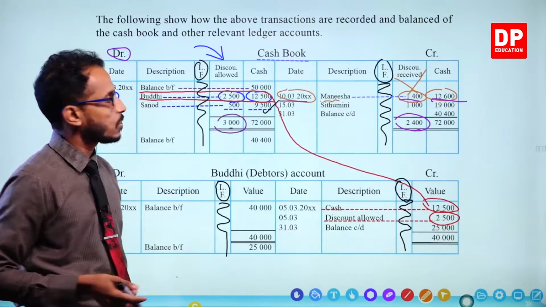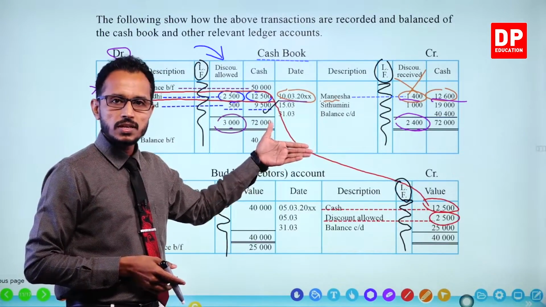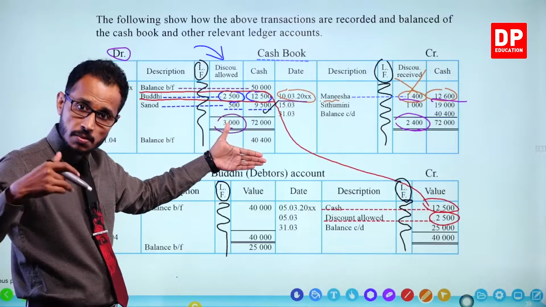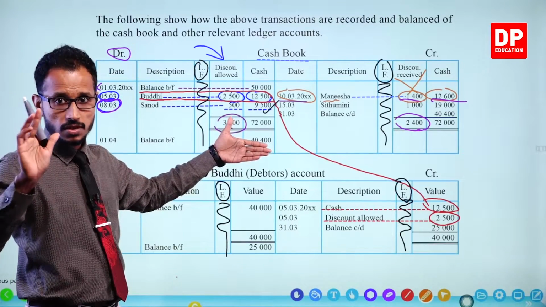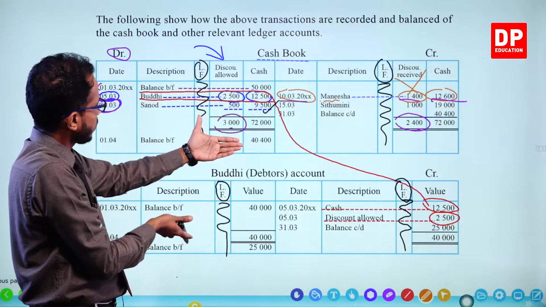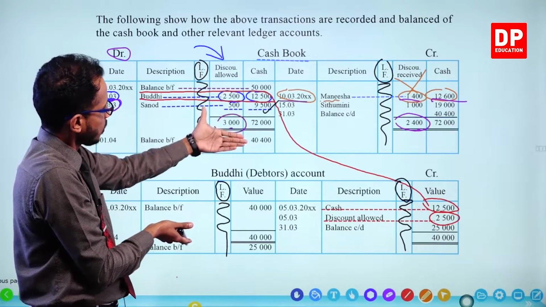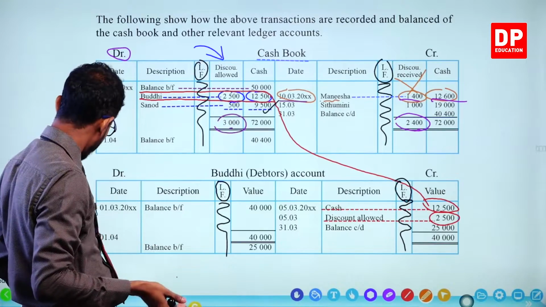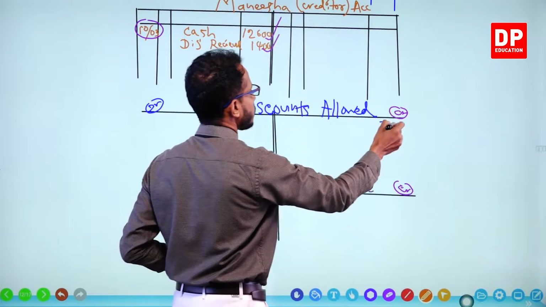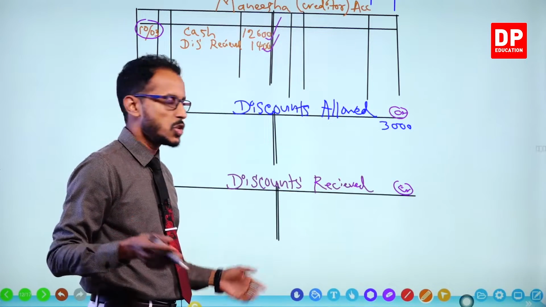It's only a matter of going to the cash book and getting the columnar totals of the relevant columns. Columnar total means the total of the columns. We have one column with the discount allowed column, and in that we have a 3,000 total. So the discounts allowed columnar total, this 3,000, should be recorded in the discounts allowed account. Which side? Credit side. Correct, right? No.